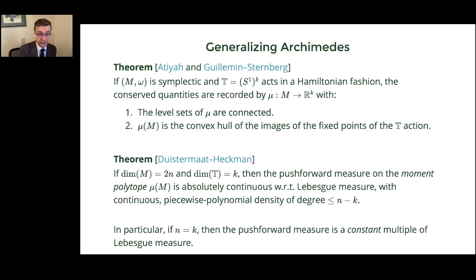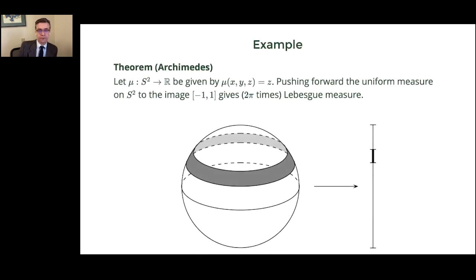And in particular, if n equals k, then the degree is 0, and so I get a constant multiple of Lebesgue measure. So this is kind of an amazing fact that if I have a half-dimensional Hamiltonian torus action, then the push-forward measure is just, essentially, a constant multiple of Lebesgue measure. Amazing, amazing theorem. So let's go back once again to our example.